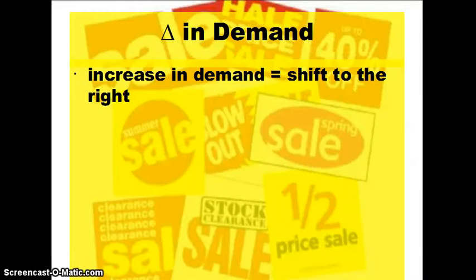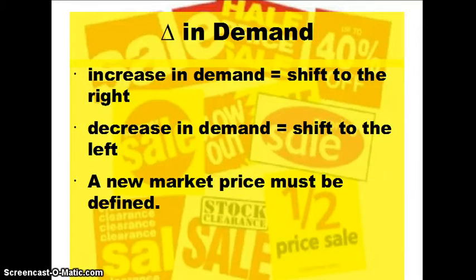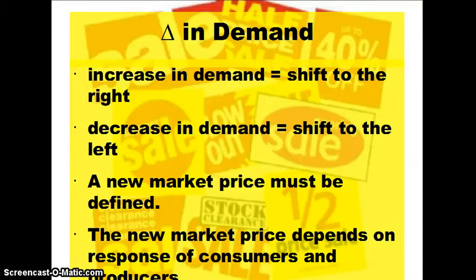If we have an increase in demand, we shift to the right. If we have a decrease in demand, we shift to the left. And when those things happen, you're going to see the supply and demand curve meet at a new point, which creates a new equilibrium or a new market price. And once again, the market price depends on the response of the consumers and the producers.